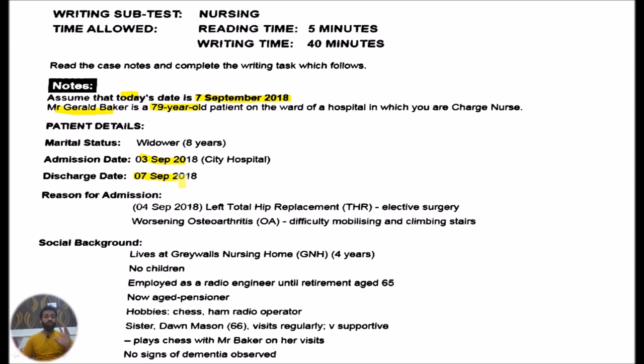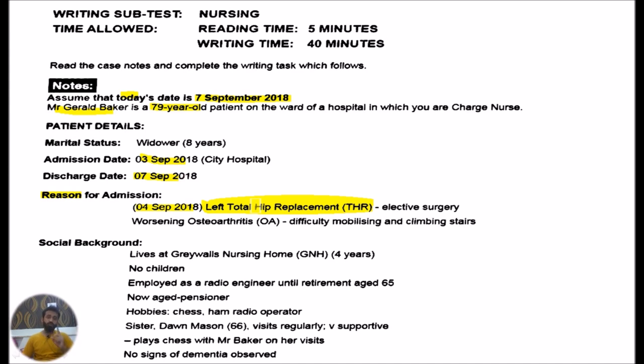Now what was the reason for patient admission? The patient got admitted on 3rd September, and on 4th September the patient underwent left total hip replacement. This is a very important point. So now, keeping this in mind, we will scan the letter for the relevant information which we are going to write in our letter.